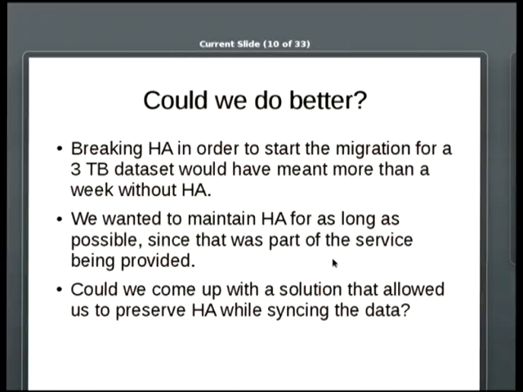of the new cluster. And once you add all that up, it adds up to more than a week without high availability. And part of the service that was being provided was high availability, Percona. So we couldn't do that because we couldn't justify having more than a week with no HA during the migration. So what we wanted to do was come up with a solution based on this idea, but that allowed us to preserve high availability for as much time as possible.